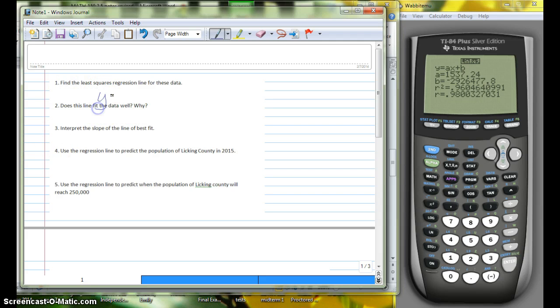y equals, we'll put our a value, 1537.24, and then x, and then plus our b. Now our b is negative, so we'll say minus 2926477.8. Okay, so that's our least squares regression, or our line of best fit.